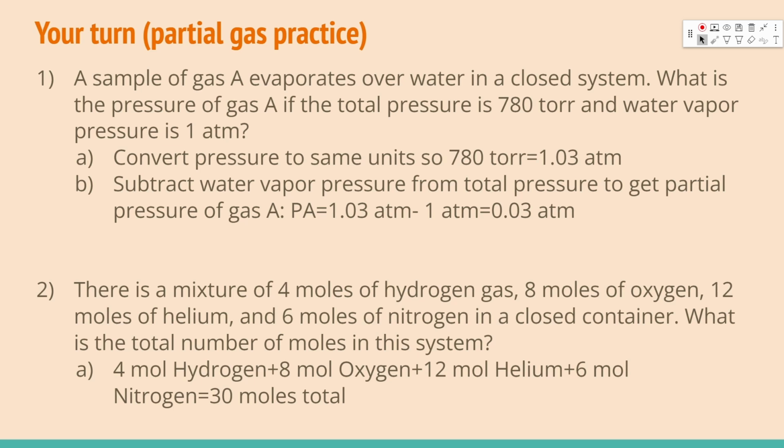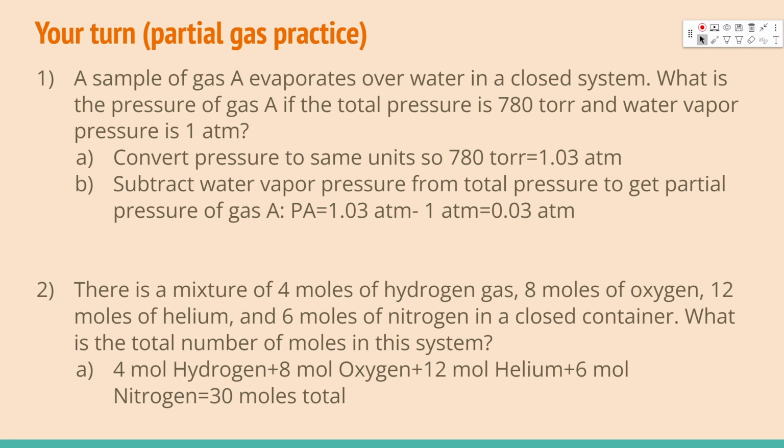Notice that torr and ATM are given, so you want to make sure you convert one to the other. It does not matter which one you convert to, so I decided to convert the 780 torr to atmospheres instead. So I changed the total pressure to be 1.03 atmospheres. I go ahead and subtract in order to get my PA. And so my PA is just the total minus, again, the water gas, which was 1, and then I get 0.03. So the gas A has a pressure of 0.03 atmospheres.